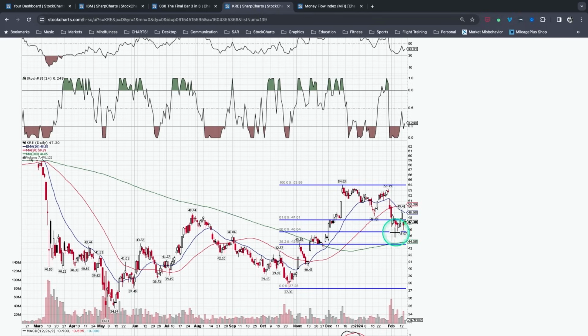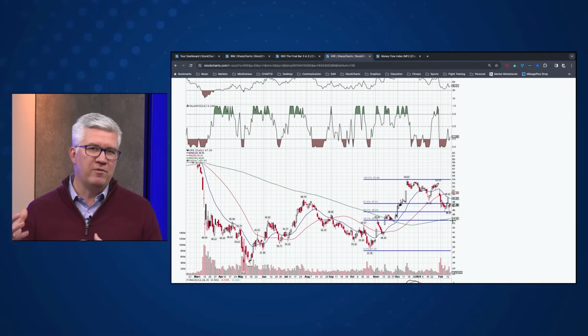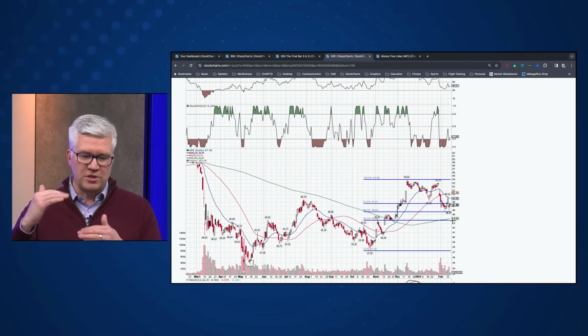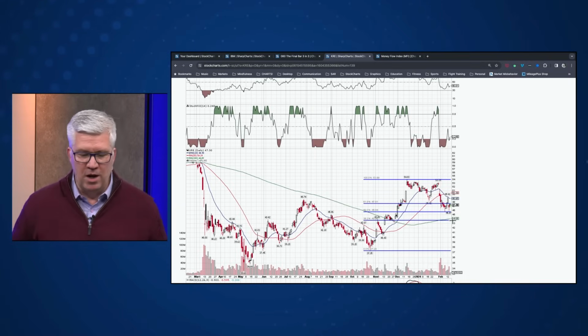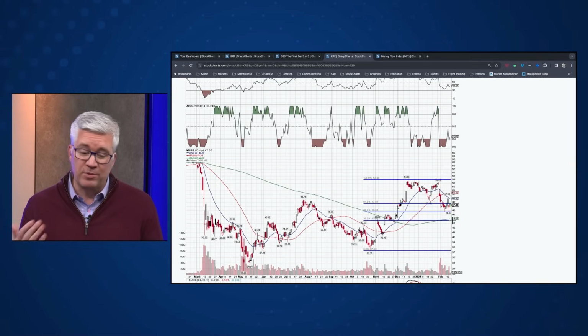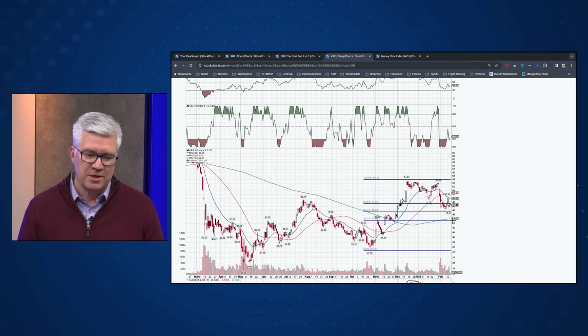Now we'll call 45.60 or so that 50% level. If that would break, then that opens the door to the next level. So it's really designed to help you identify what you might call pivot points, key levels of interest between two extremes. So at this point, I would say, regional banks holding that 50% level using Fibonacci retracements, pretty interesting.